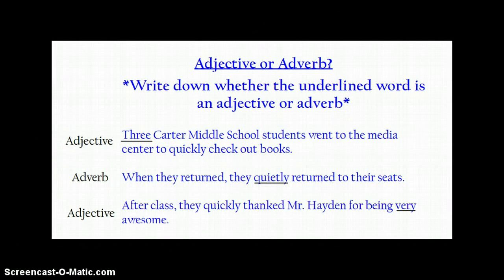Now, this third one might have been a little bit more difficult. After class, they quickly thanked Mr. Hayden for being very awesome. Awesome is a noun. It's a thing. It's an idea. So very is describing how awesome I am, so very is an adjective. Alright, so that's it for adverbs.